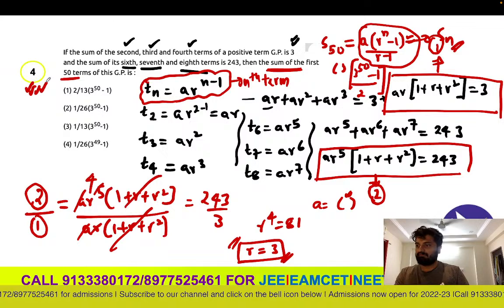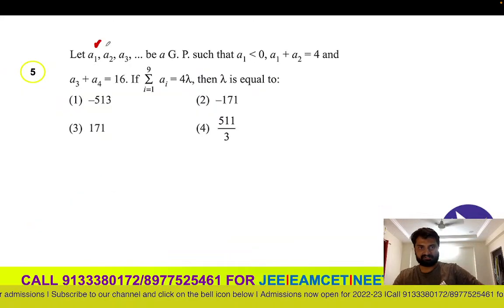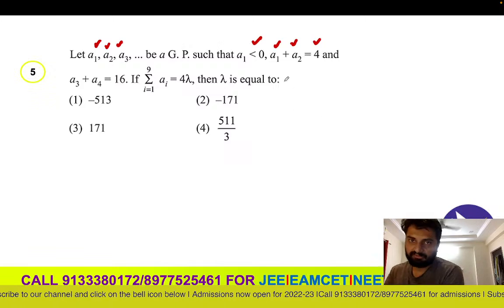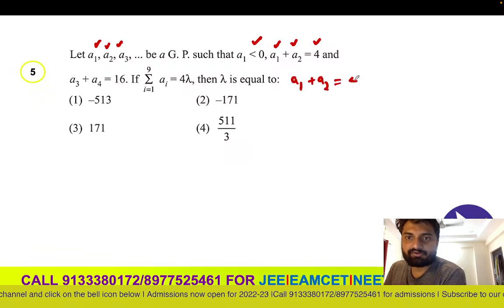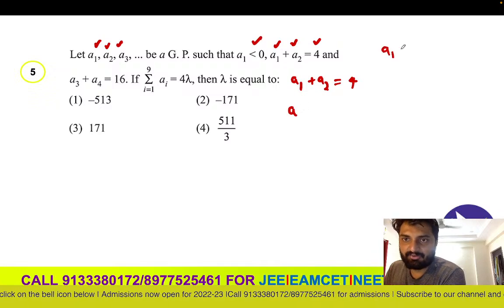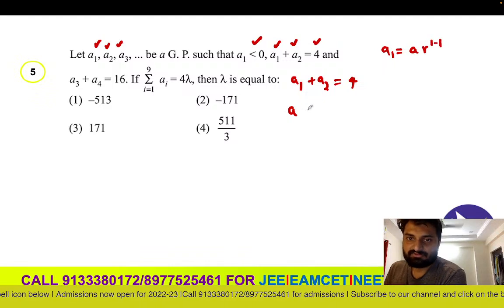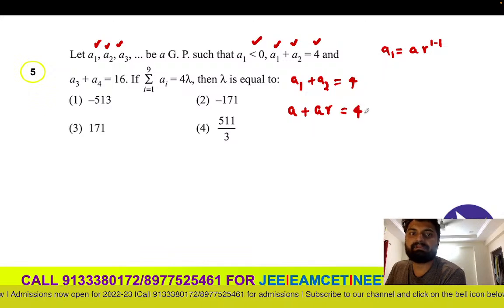Now we will move on to question number 5, which is the same kind of GP question. A1, A2, A3 be a GP such that A1 is less than 0, and A1 plus A2 is 4. A1 is the first term, which I will take as a. A1 is a into r power 1 minus 1, so this will be a. And A2 is a into r power 1. So a plus ar is 4.